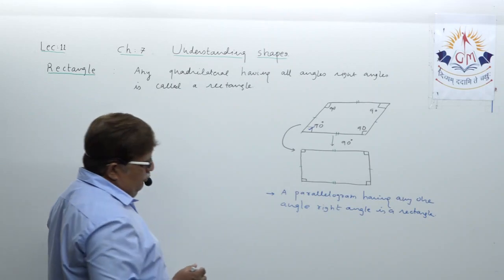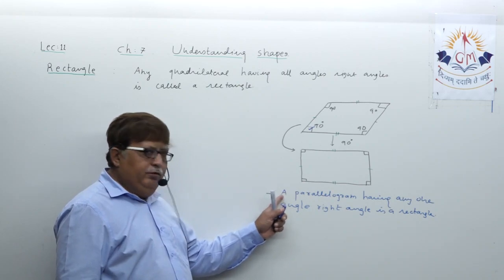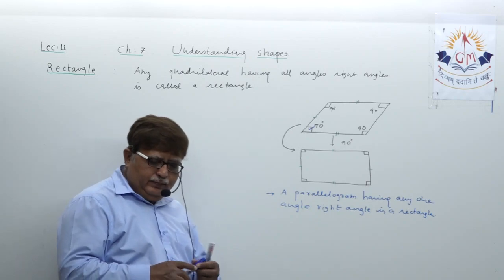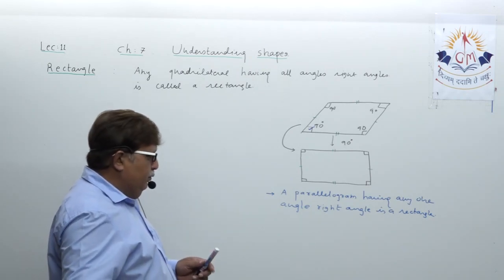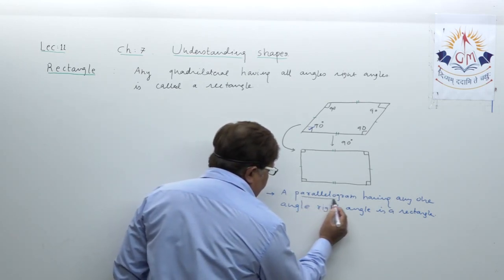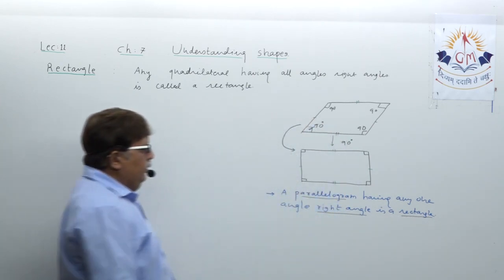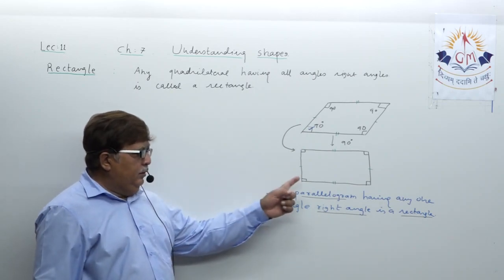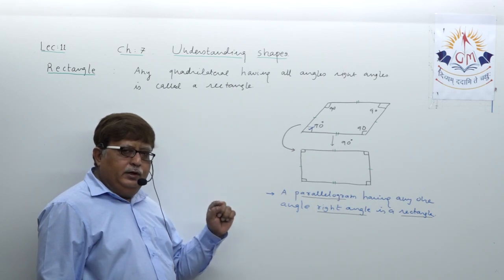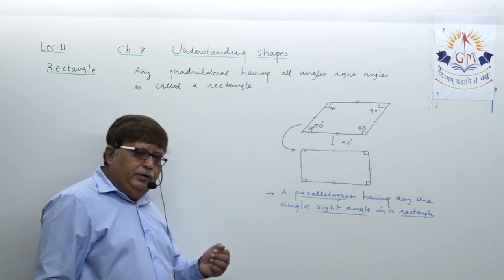That's why you should understand this; in higher standard, in ninth, you will prove this as a theorem again. A parallelogram having any one angle a right angle is a rectangle. Try to understand this. Clear? So, every parallelogram is not a rectangle, but every rectangle is ultimately a parallelogram.